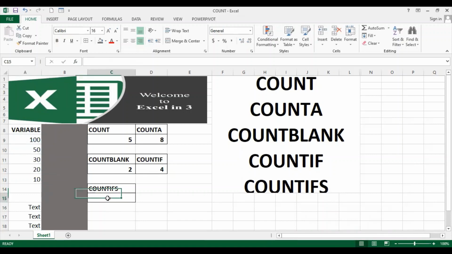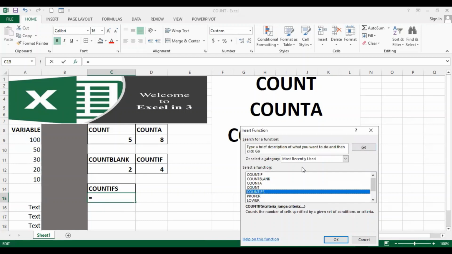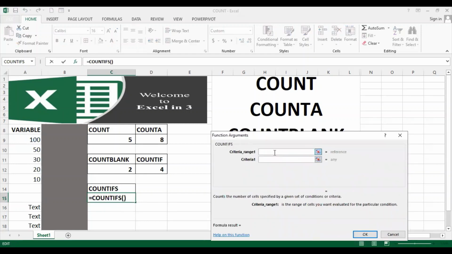The last one is COUNTIFS. This formula allows you to enter more than one condition. For this example, we will count numbers that are less than 100 and greater than 10.